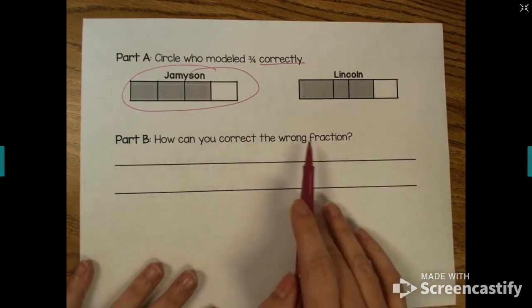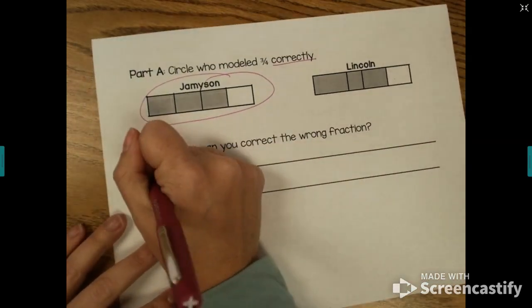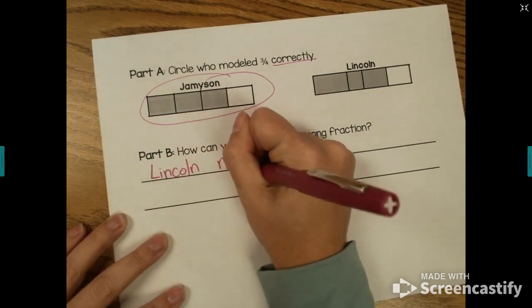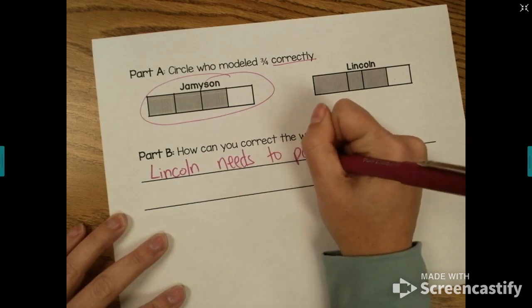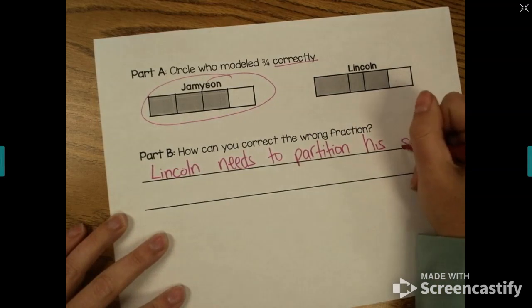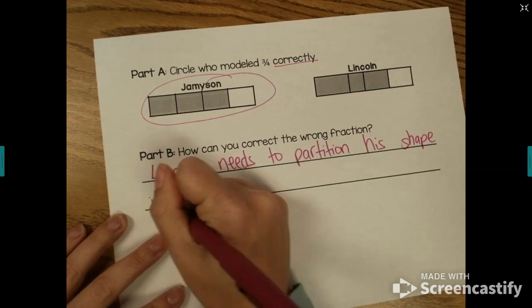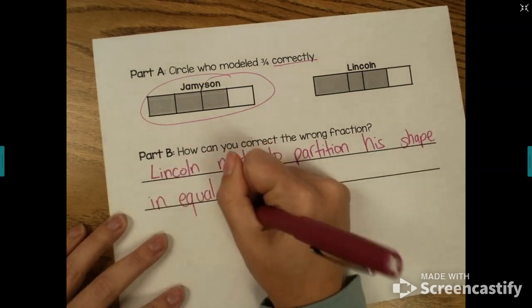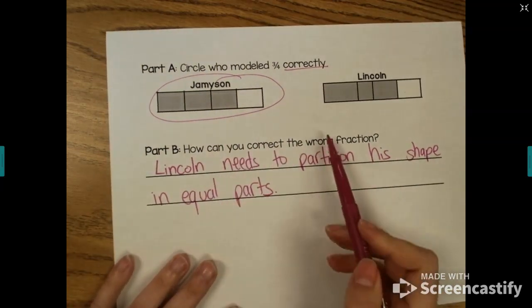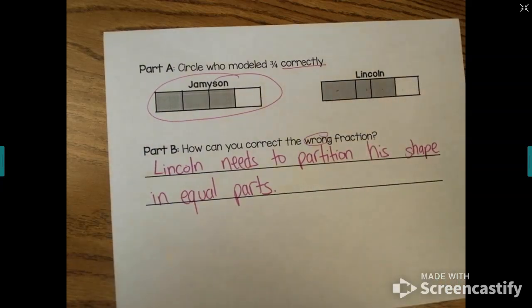So how can you correct the wrong fraction? So the wrong person, Lincoln, needs to partition his shape in equal parts. So Jameson is correct, but this is telling me what's wrong with the other fraction. The other fraction is wrong because they're not equal parts.